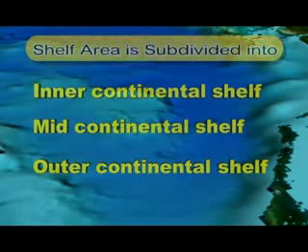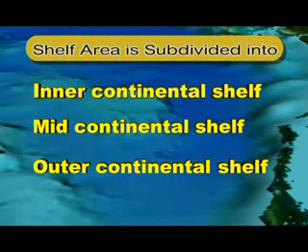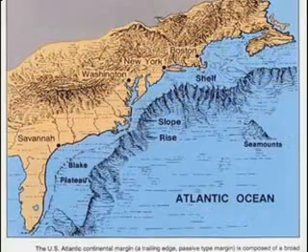Passive continental margins are very wide and shallow shelves. They are often made of thick sedimentary deposits derived from the erosional actions of the neighboring continents. The shelf area is subdivided into three divisions: inner continental shelf, mid continental shelf, and outer continental shelf.